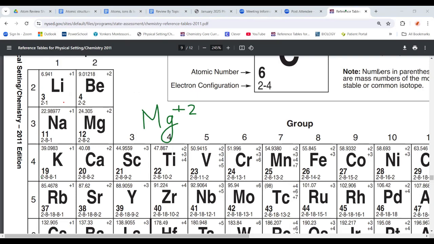The goal is the same. The goal is to get eight outermost electrons. And so you're just going to accomplish that in different ways. For an atom like magnesium, it's very convenient for him.